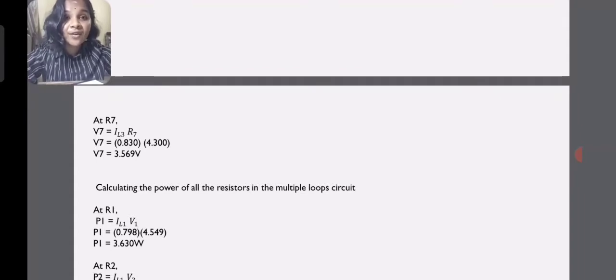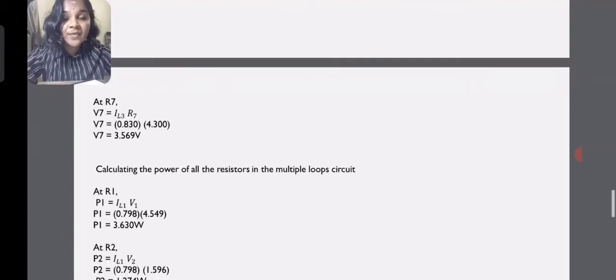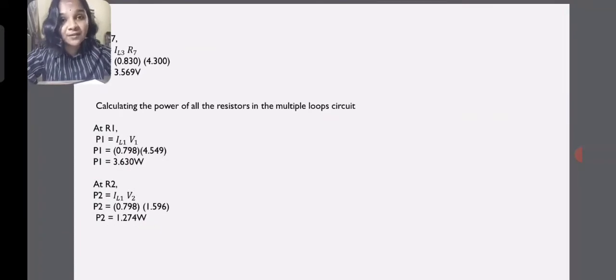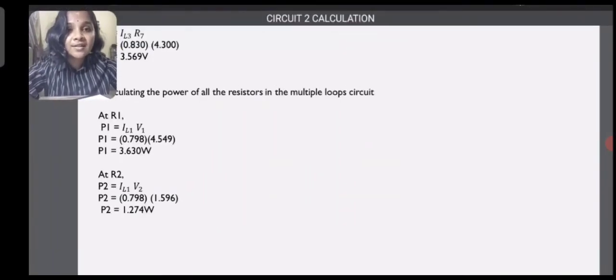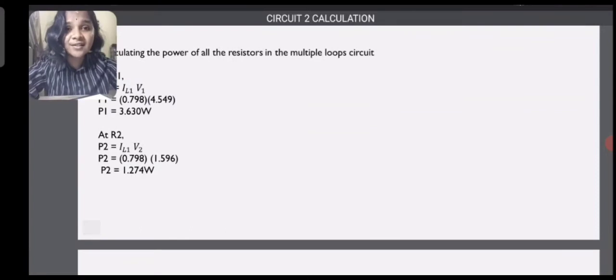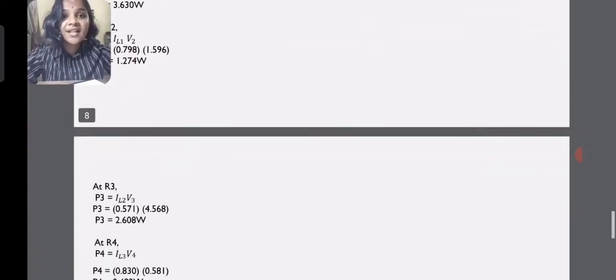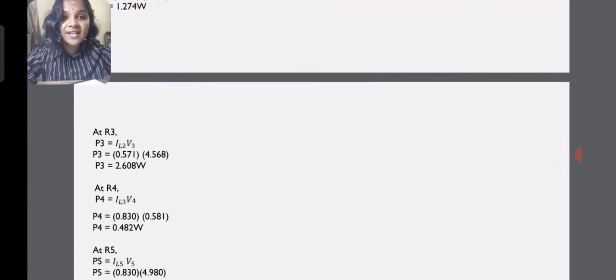As we have already found the values of voltage and current at each resistor, now we can calculate the value of power at each resistor by using the formula P equals IV. At R1, P1 is equal to IL1 times V1, so P1 is equal to 3.630 watt. At resistor 2, P2 is equal to 1.274 watt. At resistor 3, P3 is equal to 2.608 watt.